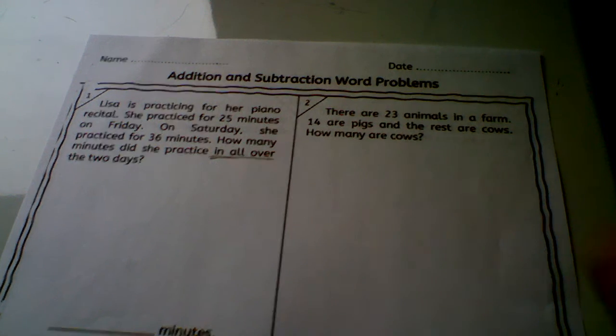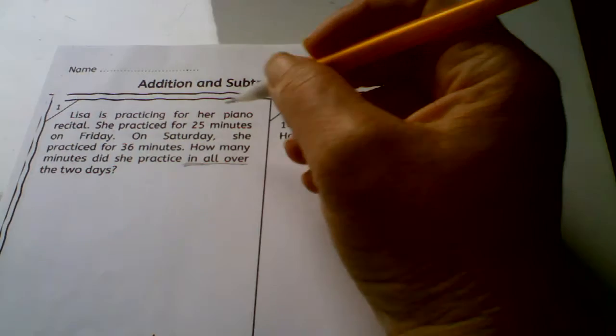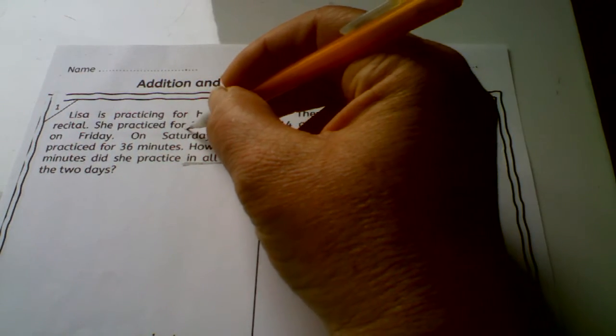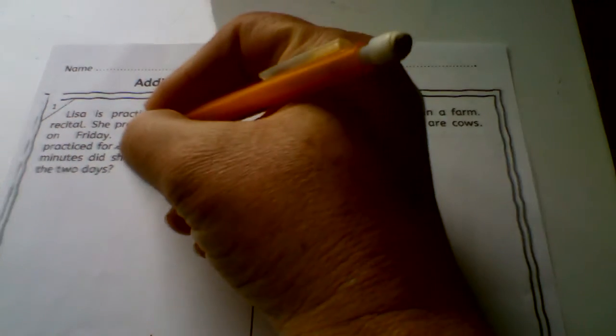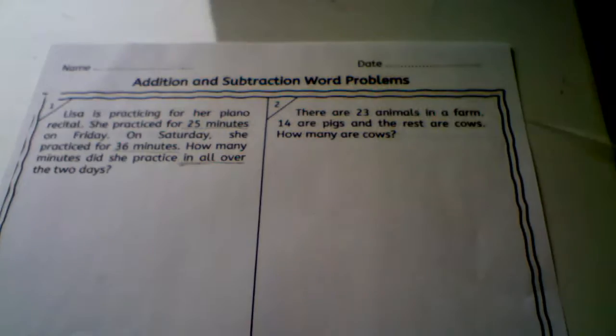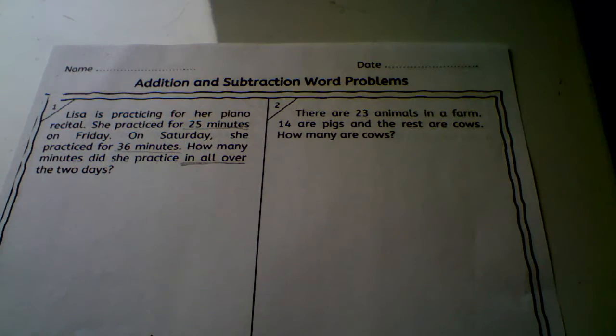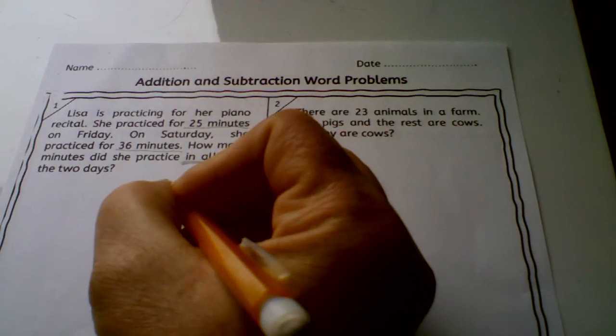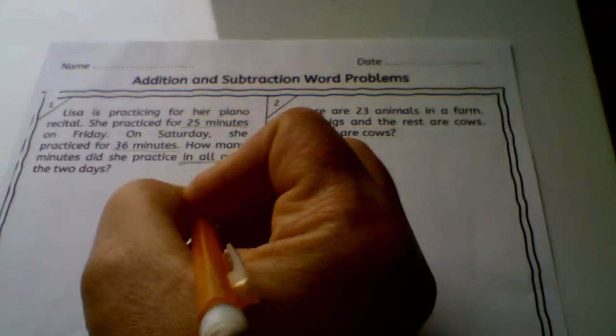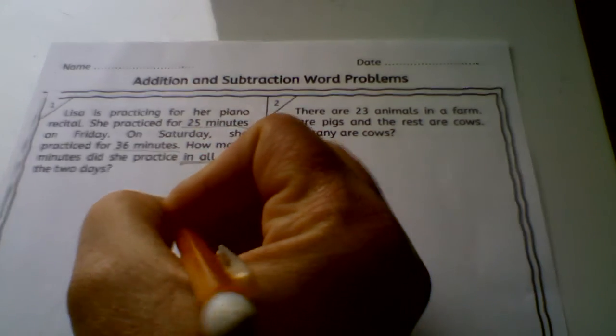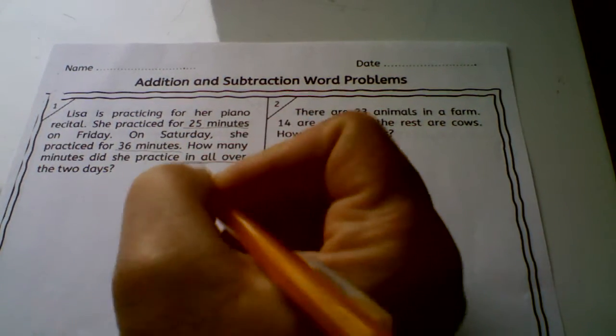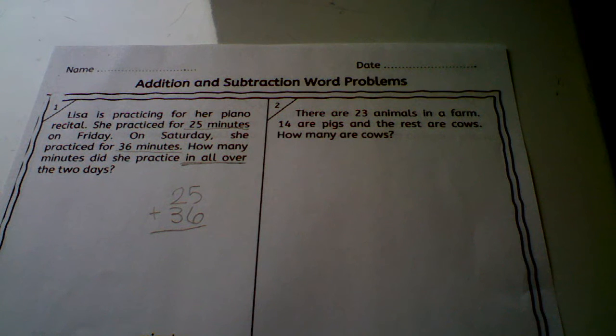Now we're going to look for numbers that matter in this problem. It says she practiced for 25 minutes on Friday and 36 minutes on Saturday. We can write out our addition. 25 plus 36. When you go to add, think about your math strategies. So for this one, you could use base 10. If you were going to use base 10, it would look like this.